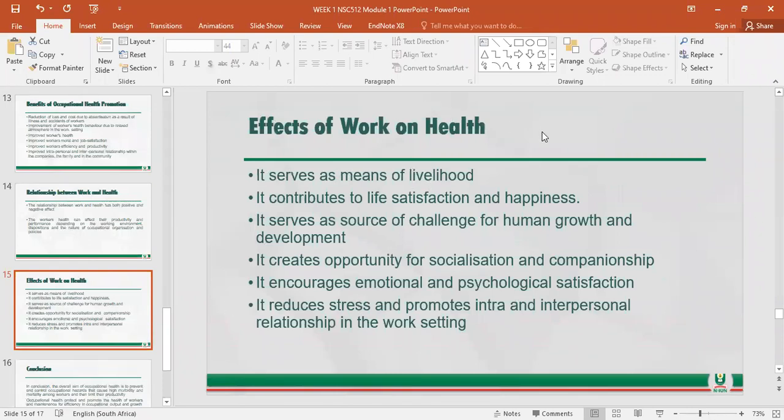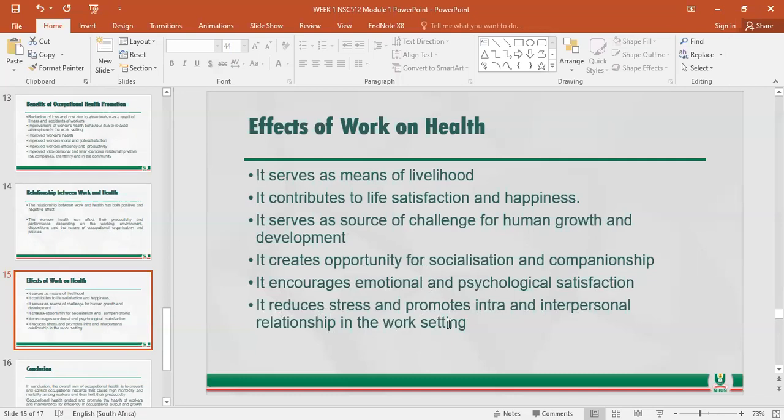The effect of work on health. The effect of work on health: it serves as means of livelihood. It contributes to life satisfaction and happiness. It serves as source of challenge for human growth and development. It creates opportunity for socialization and companionship. It encourages emotional and psychological satisfaction. It reduces stress and promotes intra and interpersonal relationship in the work setting.